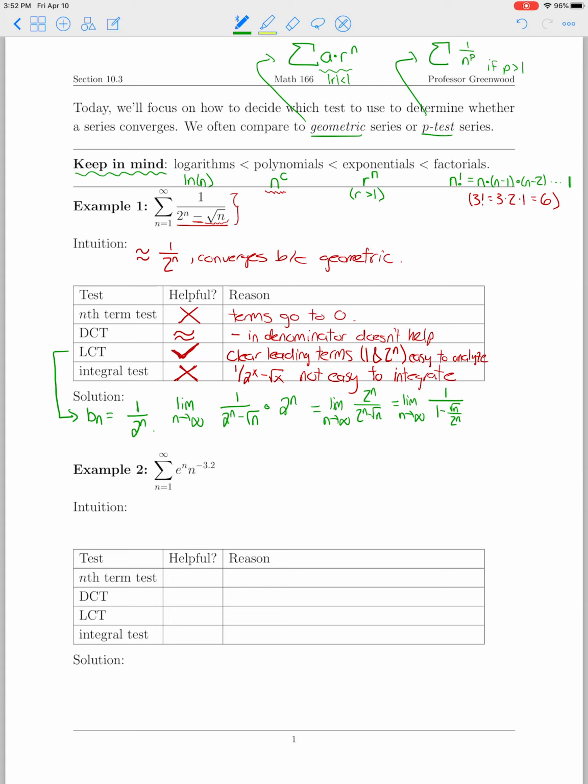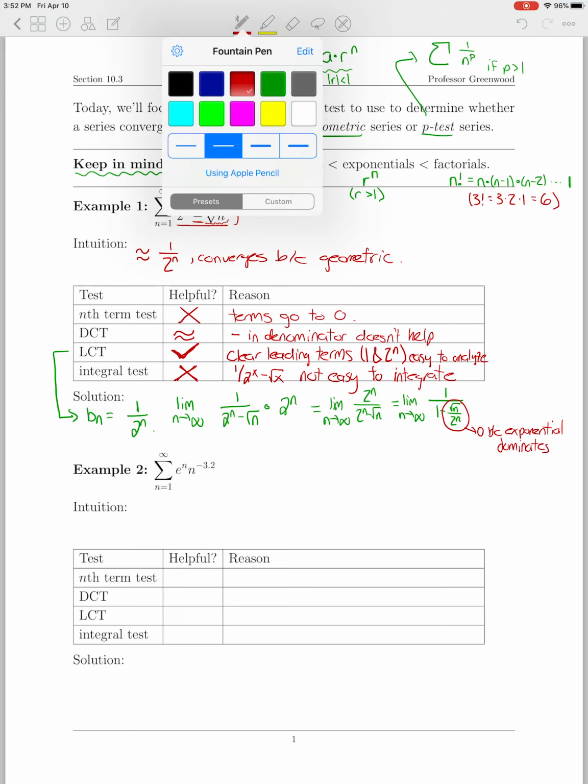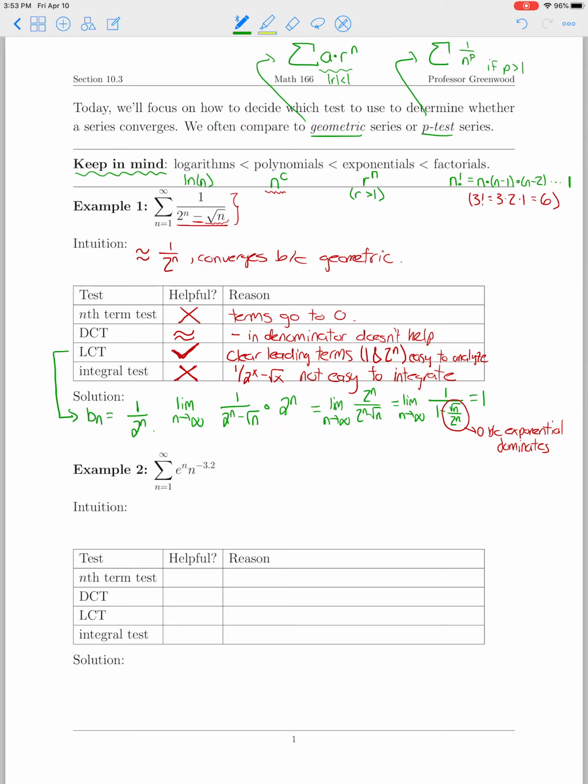And here is where I'm going to use that intuition that polynomials are slower than exponentials. And so I just know that this term here has to go to 0 because the exponential dominates. And so once I have that, then I know that this limit is equal to 1. And so by the limit comparison test, because this value is between 0 and infinity, that means that the series 1 over 2 to the n minus root n does the same as the series 1 over 2 to the n by the limit comparison test.